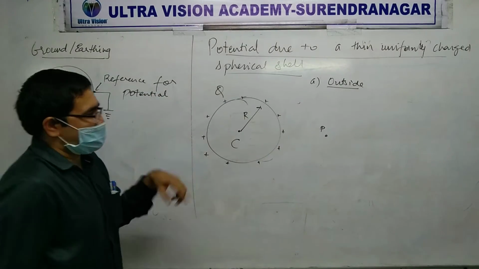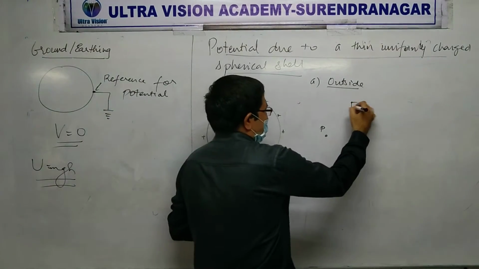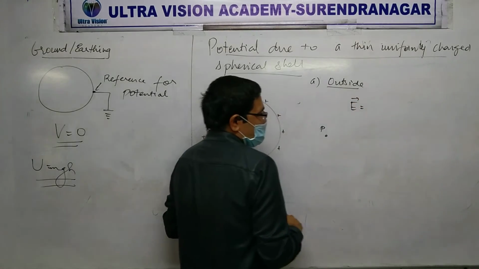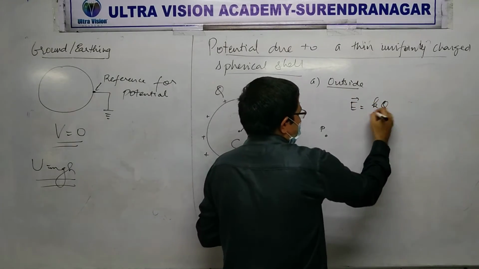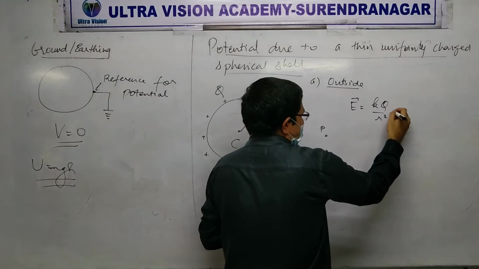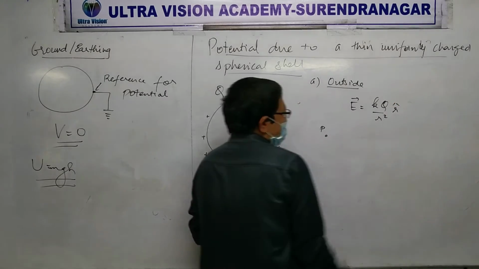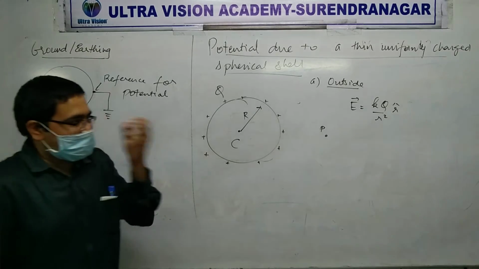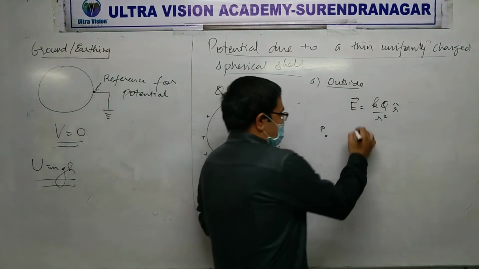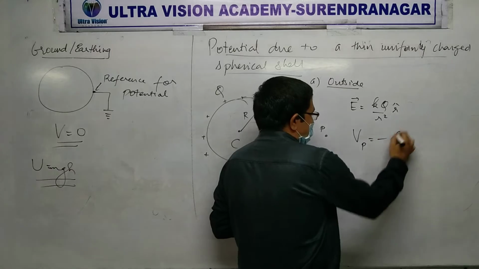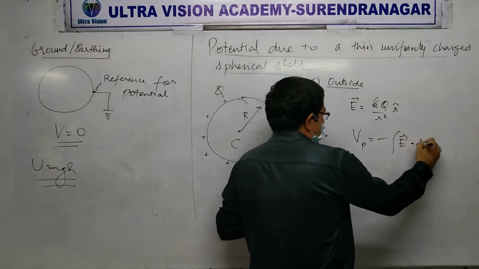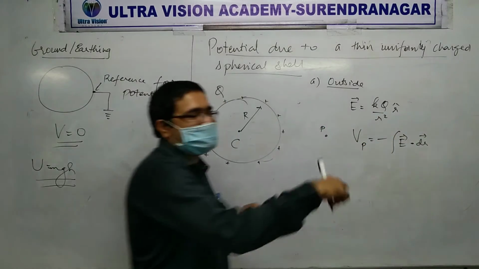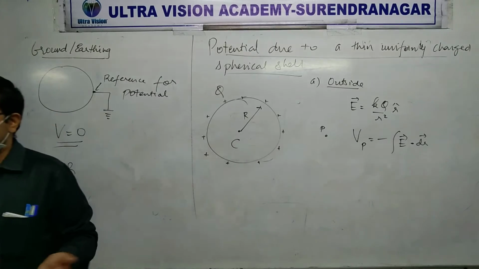Now at the outside part, what's the electric field due to a shell? kQ by r square in magnitude, and the direction will be r hat. Same as a point charge, yes or no? Yes. So if the formula of electric field is the same as a point charge, I hope you realize that it is reasonable to expect that the formula of potential will also be the same as a point charge, obviously.